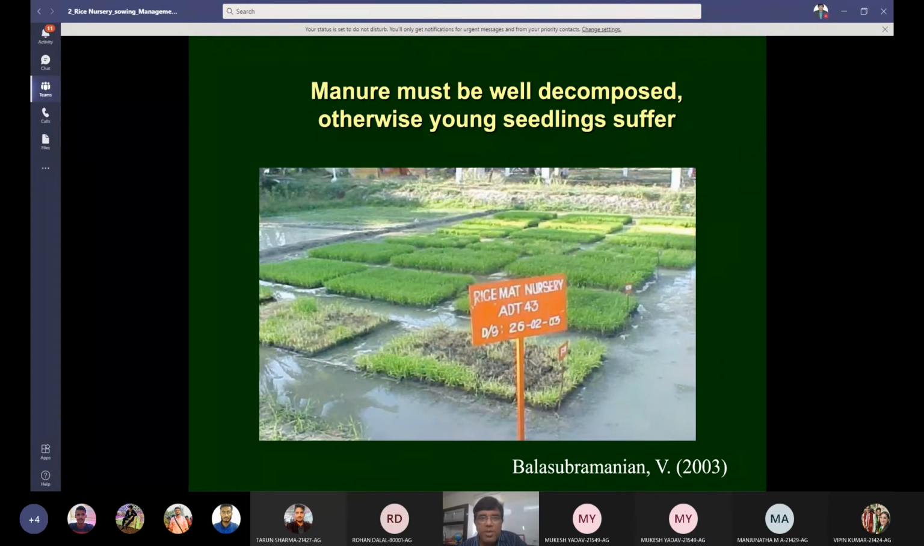Now, the manure must be well decomposed, otherwise the young seedling suffers. Whether you are using vermicompost, compost, farmyard manure or press mud, any manure you are using should be well decomposed. Never use raw manures. When you use raw manures, they decompose in the soil, and decomposition of such immature manures results in release of heat, and this heat can damage the seedling. Therefore, well-rotten manure should always be used, not just in this case, but in every case.